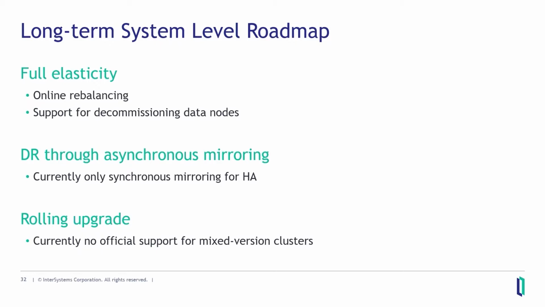So the full elasticity, so online rebalancing. The primitives we're putting in place for rebalancing will also allow removing nodes from the cluster if that ever becomes a requirement. Support for disaster recovery scenarios. That is again something that we currently left out of scope, but we already have high availability through synchronous mirroring, but having support for DR through asynchronous mirroring is something that's also on the roadmap. Rolling upgrades, being able to gradually upgrade your cluster rather than having to upgrade it all at once, is also something that we want to look at in the longer run.